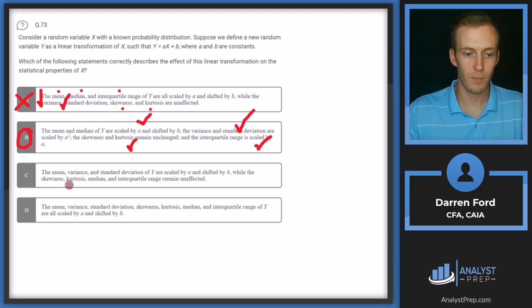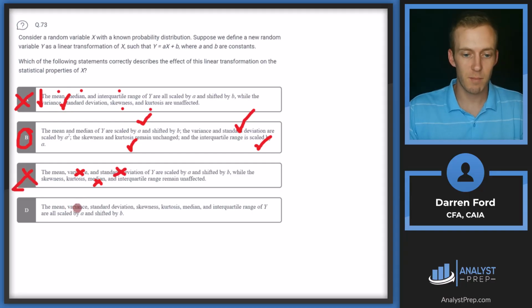Let's make sure we can rule out C and D. The mean, variance, and standard deviation of y are scaled by a and shifted by b, while the skewness, kurtosis, median, and interquartile range remain unaffected. So we're going to be incorrect here on median, variance, and standard deviation. So we can go ahead and rule this out.